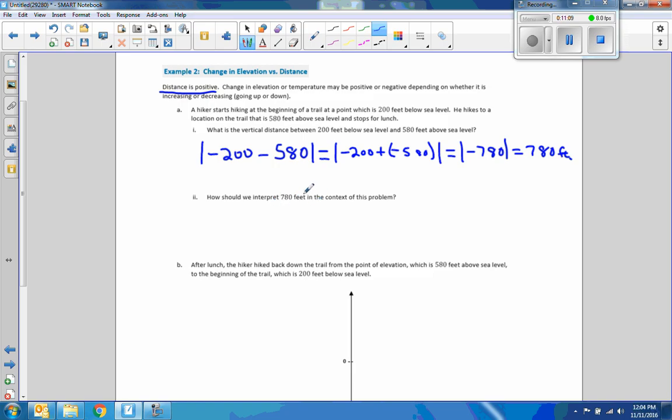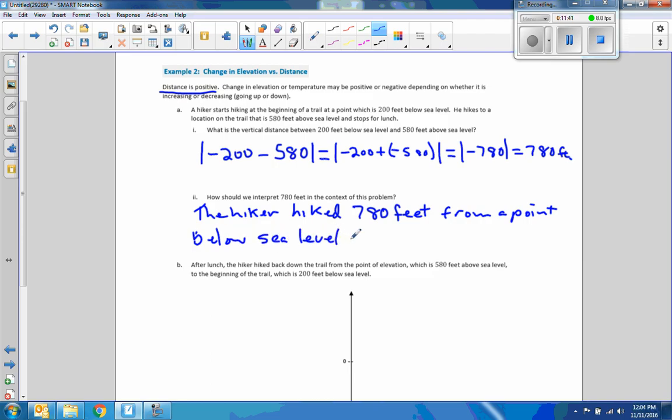How should we interpret 780 feet in the context of this problem? The hiker hiked 780 feet from a point below sea level to a point above sea level. Okay.